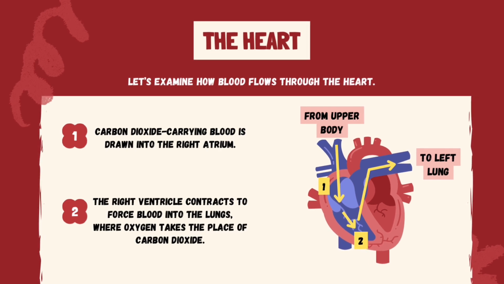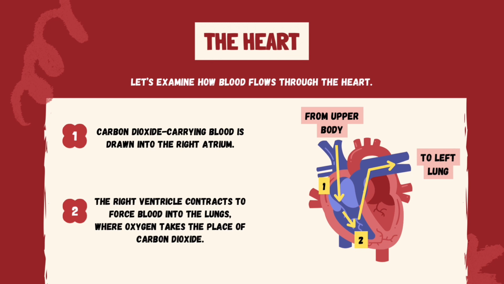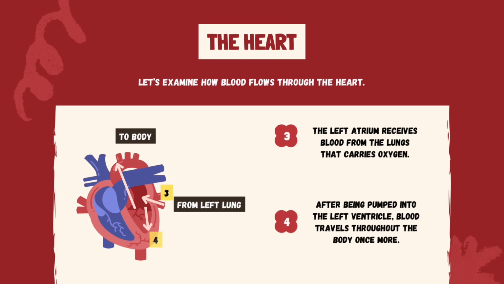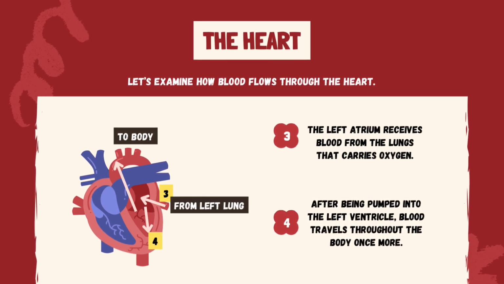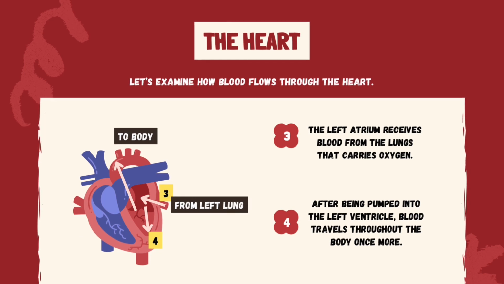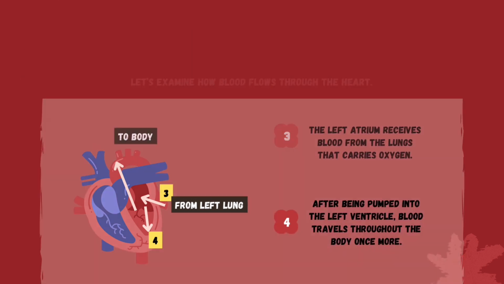Carbon dioxide carrying blood is drawn into the right atrium. The right ventricle contracts to force blood into the lungs, where oxygen takes the place of carbon dioxide. The left atrium receives blood from the lungs that carries oxygen. After being pumped into the left ventricle, blood travels throughout the body once more.